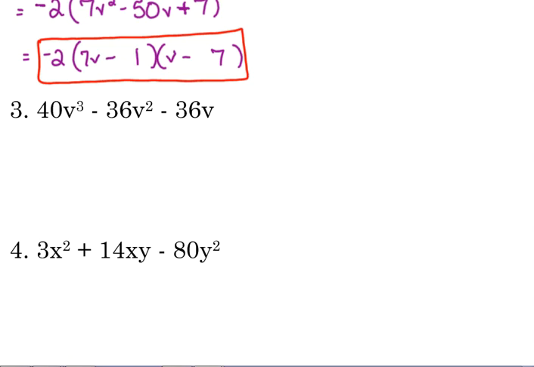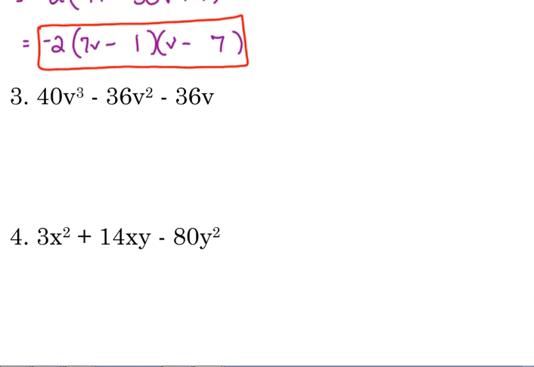All right, let's look at number 3. 40v cubed minus 36v squared minus 36v. So what's the GCF here? 4v. Okay, they all have a variable, so we need to pull out the 4v. So when we factor out a 4v, we're left with 10v squared minus 9v minus 9.